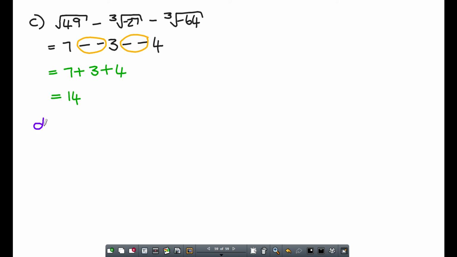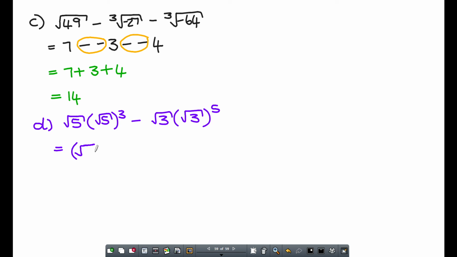Okay. D. Square root 5 times square root 5 3 times, minus square root 3 5 times. Okay. So this is the same as square root 5 4 times, minus square root 3 6 times. Do you guys agree? So if I group them, that it would be square root 5 to the power of 2, square root 5 to the power of 2.